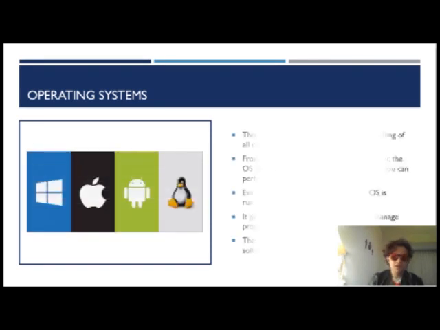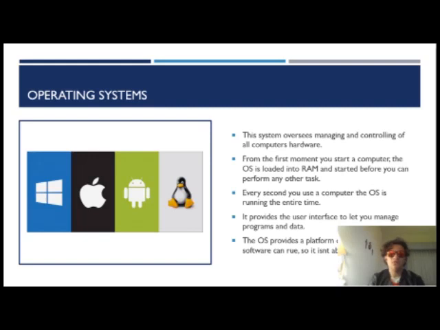Let's talk about operating systems. There are many operating systems. As we can see, we have Microsoft, Apple, Android, and Linux. But what is an operating system, really? It's a system that oversees, manages, and controls all the computer hardware. From the first moment you start your computer, the operating system is loaded into RAM and started before you can even perform any other task. So even without using the computer, just by clicking the on button, we see first the input when you turn it on, the processing when the computer starts, and then the output, the computer lights up.